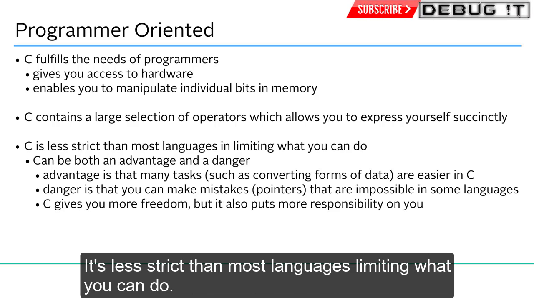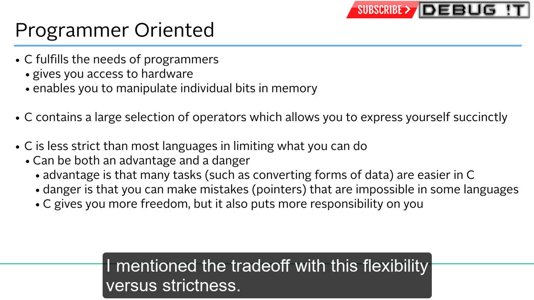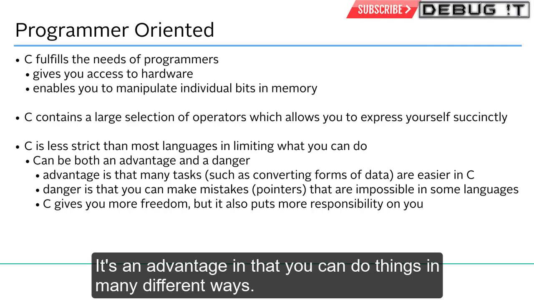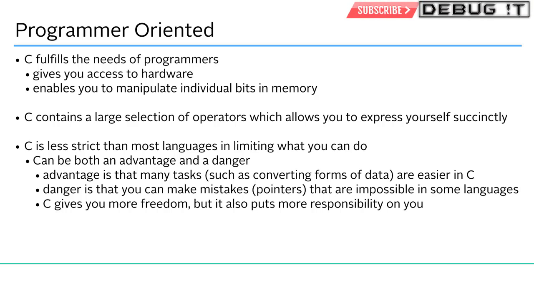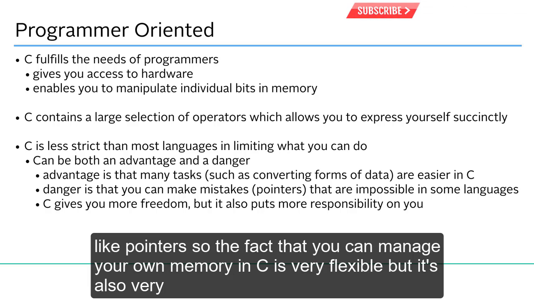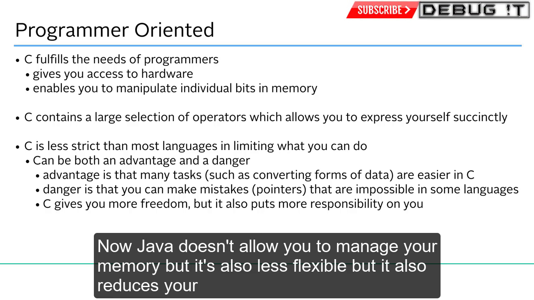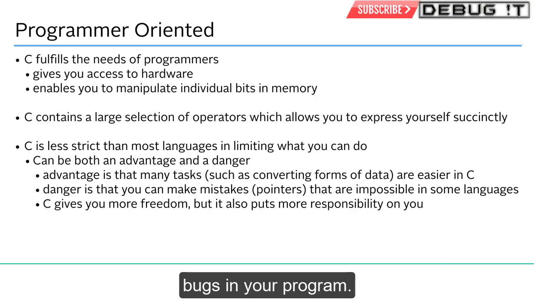It's less strict than most languages, limiting what you can do. Kind of talked about this already. I mentioned the trade-off with this, flexibility versus strictness. It's an advantage in that you can do things in many different ways. However, it could be a danger because it's more prone to error, especially with something like pointers. So the fact that you can manage your own memory in C is very flexible, but it's also very complicated sometimes. And as a result, many programmers introduce bugs into programs. Now, Java doesn't allow you to manage your memory, so it's less flexible, but it also reduces the bugs in your program. So there's a trade-off.